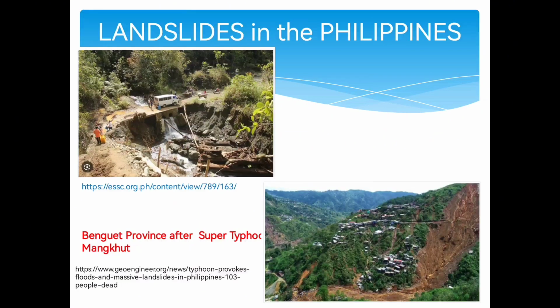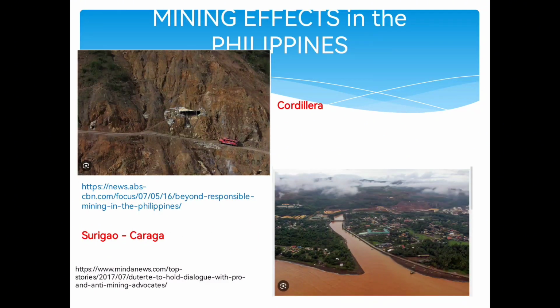And then, of course, the landslide in the Philippines. Every time na may bagyo, swerte pag wala masyadong damages. But then, most of the time, maraming mga damages. And one of that are the landslides that is happening in the Philippines. These are some of the pictures in Benguet after Super Typhoon Mangkhut. And then we also have the Cordillera in Surigao. Kasi in Cordillera and Surigao, they are very, very involved in mining.